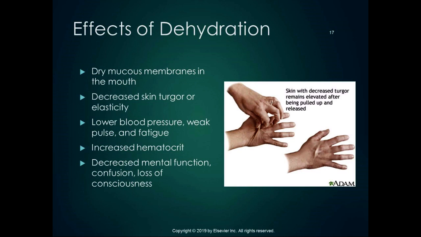Lower blood pressure, weak pulse, and fatigue can also be effects of dehydration. It makes sense. With lower blood pressure, you have lower blood volume. You're going to have lower blood pressure and a weak pulse. And then the oxygen's not getting where it needs to go, and you have fatigue. It causes increased hematocrit, and hematocrit is the percentage of red blood cells in your blood. The hematocrit is increased because you have less water and more red blood cells. At the extreme end of dehydration, it can cause decreased mental function, confusion, and even loss of consciousness. So dehydration can be a serious issue.